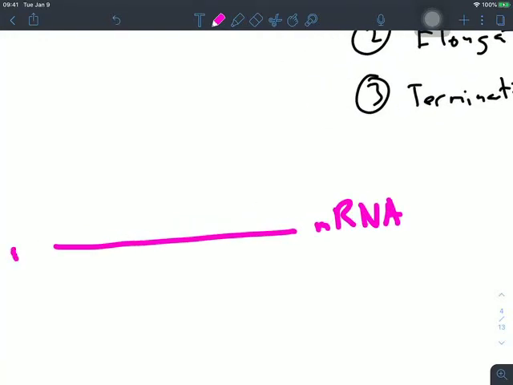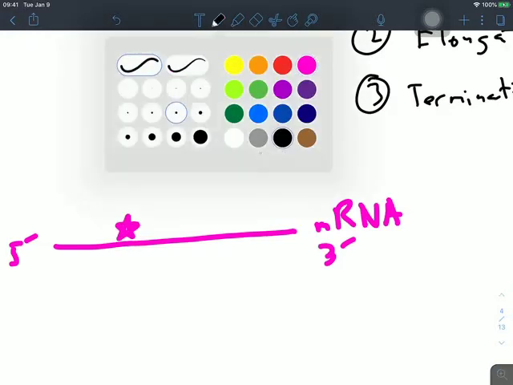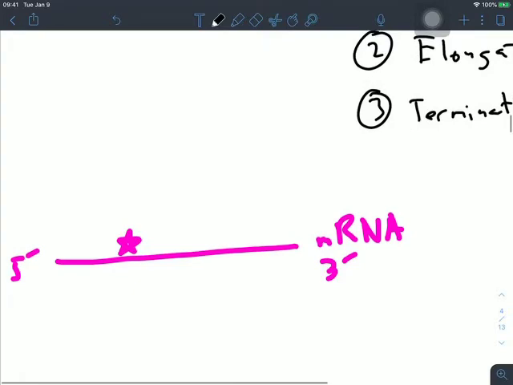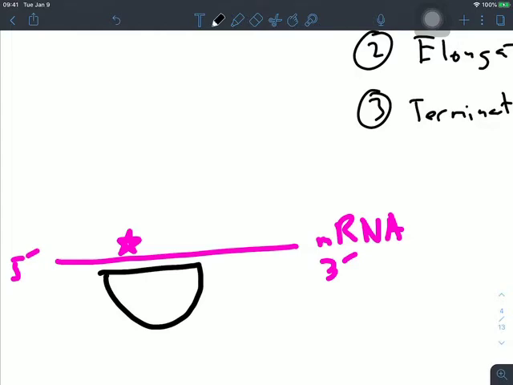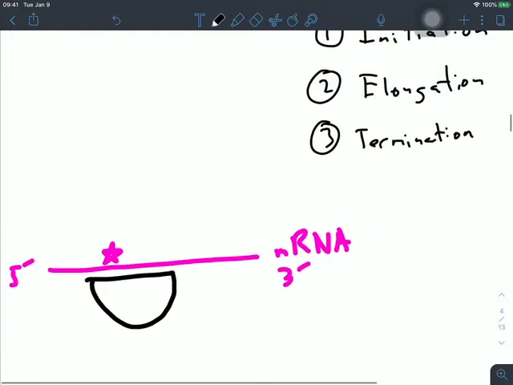Now, over here will be your 5' end, over here will be your 3' end, and somewhere around here you will have your start. Your small subunit of your ribosome will bind to the mRNA. Once the small subunit binds, it then goes ahead and recruits a large subunit.